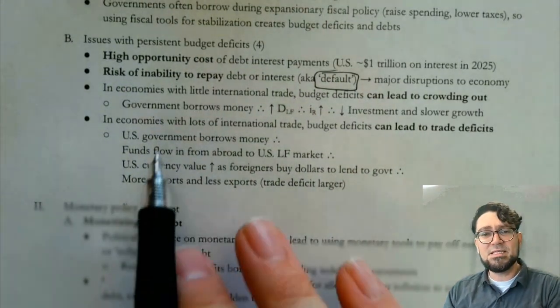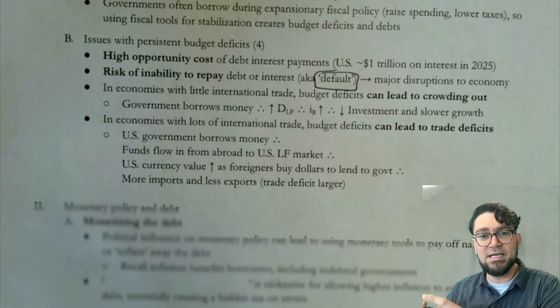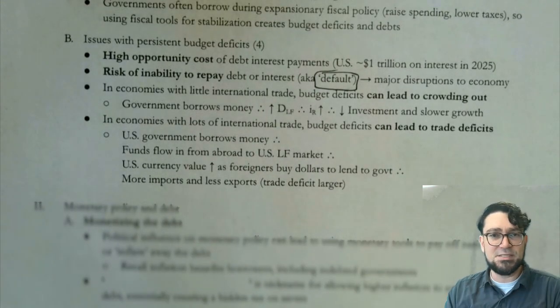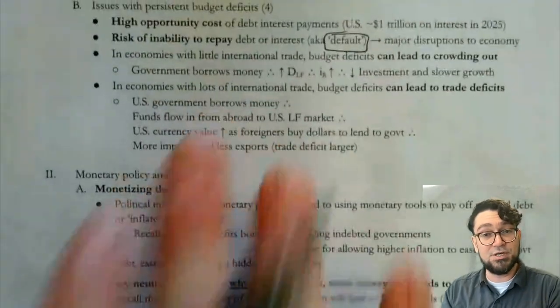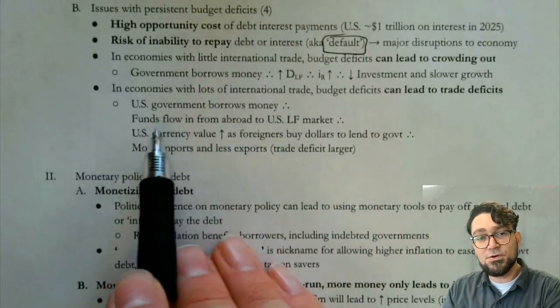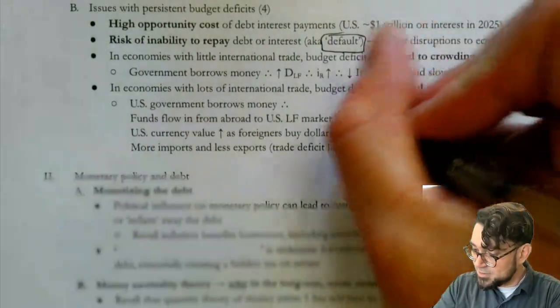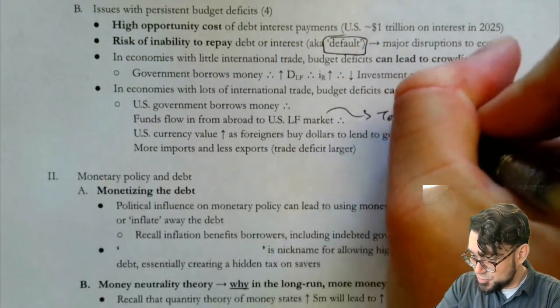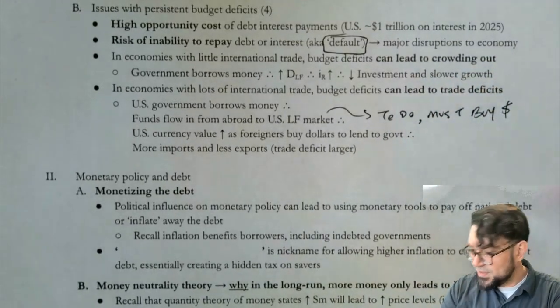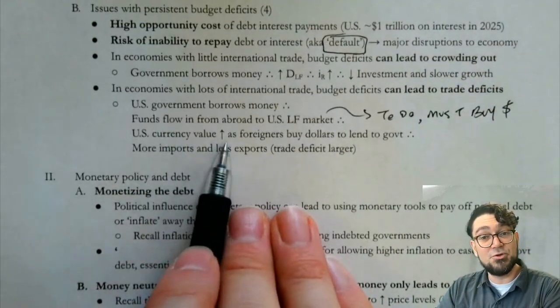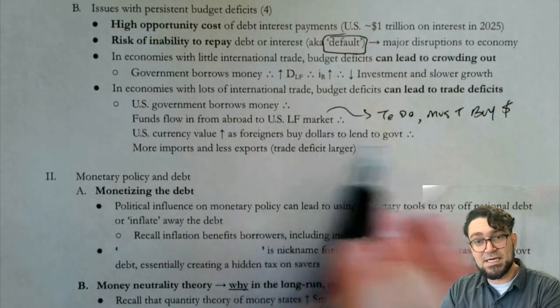In short, let's say the government borrows money. When they borrow money, money is going to flow into the US loanable funds market. Foreigners would say, oh, I'll lend my money to the US government. I'll get a good interest rate with that. When those foreigners do that, they need to buy dollars. And so when they buy the dollars, the US currency value goes up, right? And that's the foreigners buying dollars to lend to the government, right?